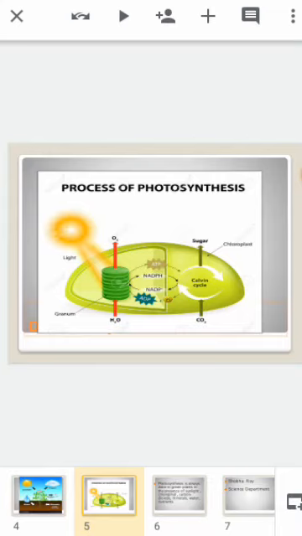ATP, NADPH, NADP, ADP. This process is called the Calvin cycle. And chloroplast is also present in a leaf, which helps in the process of photosynthesis. After the process of photosynthesis is completed, sugar is released in the atmosphere and carbon dioxide is taken from the atmosphere.